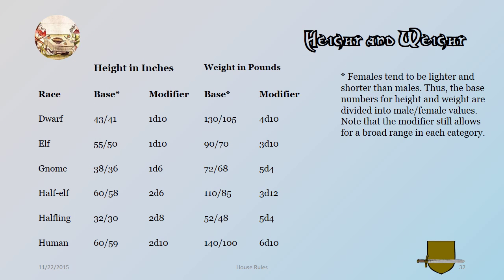Height and weight, you can pick it if you'd like to, or you can roll it. Here are the charts, which are right out of the Player's Handbook. Females do tend to be a little bit lower. If you'd like to look that up, you can look up what the different ratios and ranges are.